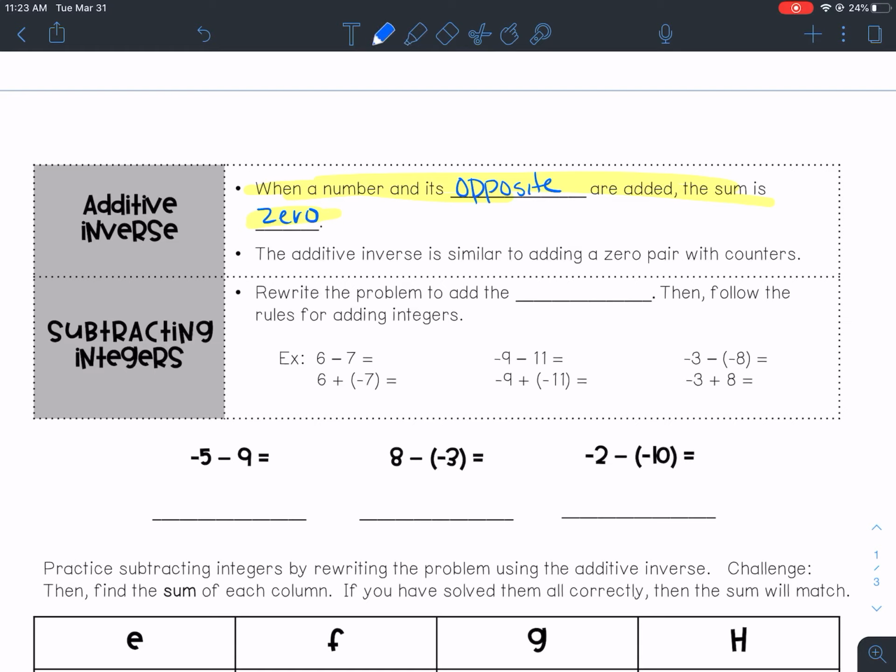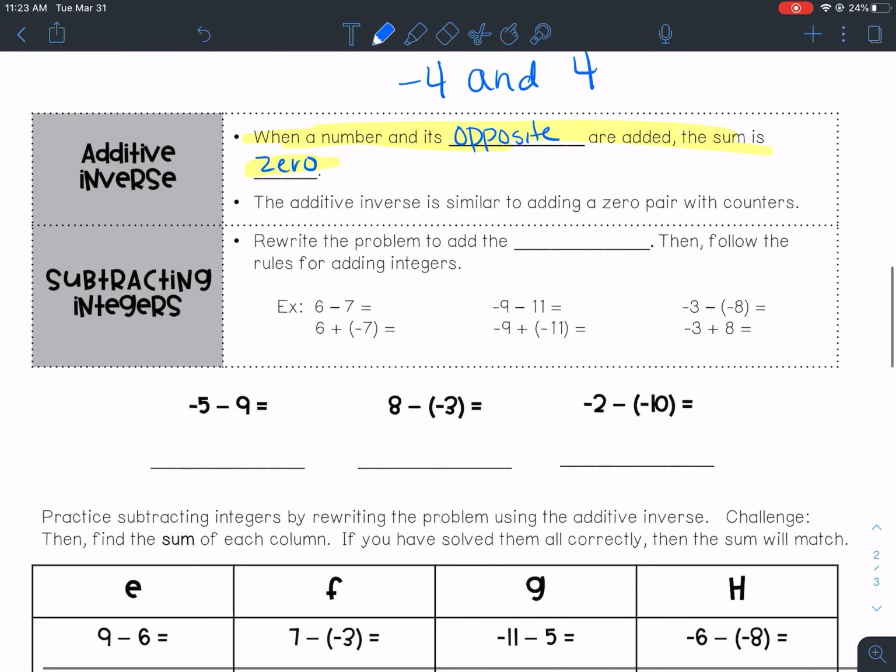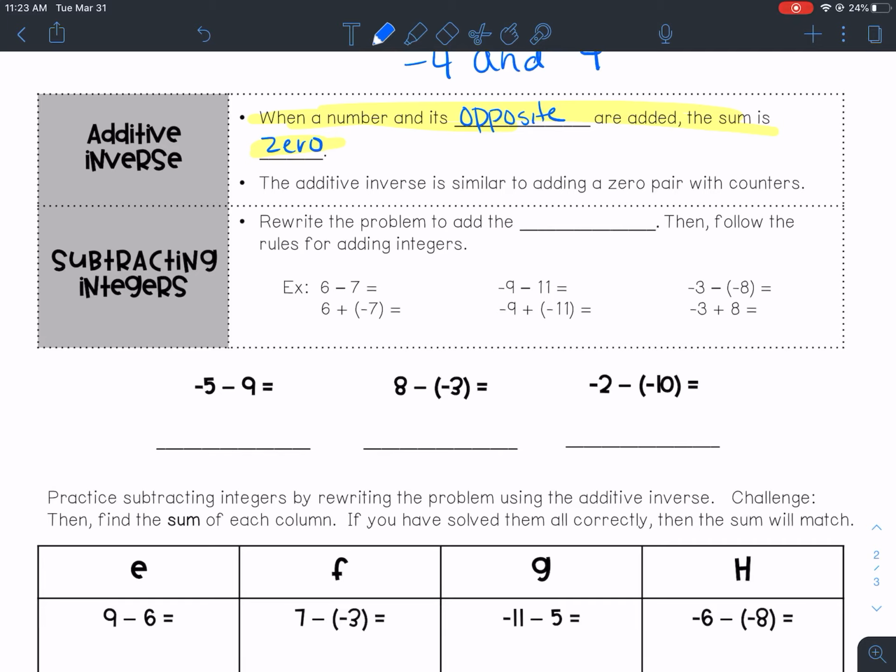Opposite numbers would be like -4 and +4. Those are opposites. And that's called your additive inverse. So it's similar to adding the 0 pairs. Okay, so that's adding. Now let's go to subtracting.